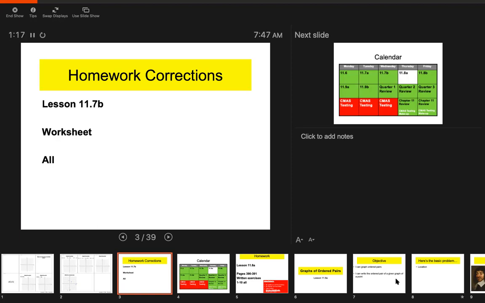And oh, by the way, we don't do CMAS until next Wednesday, which is when we start reviewing for it. So this is a huge break from add, subtract, multiply, and divide. And when you have to take your test, we can forget this very quickly.